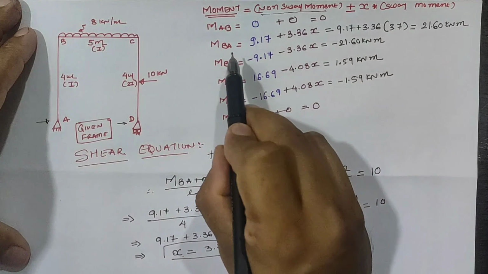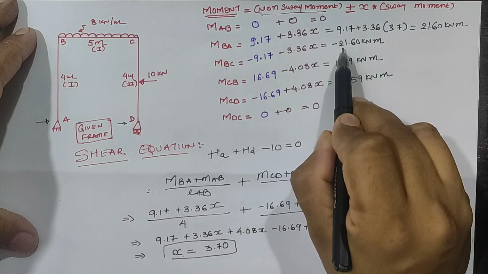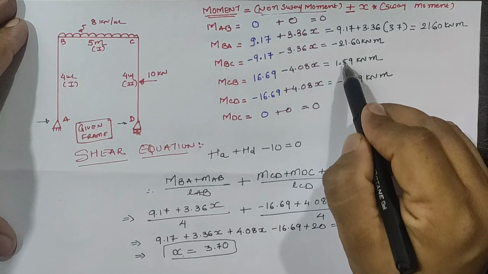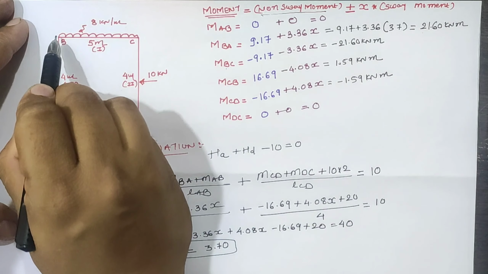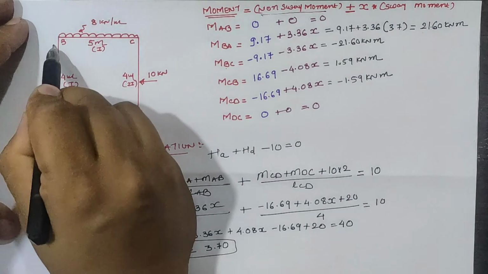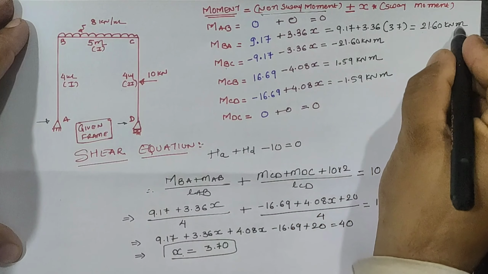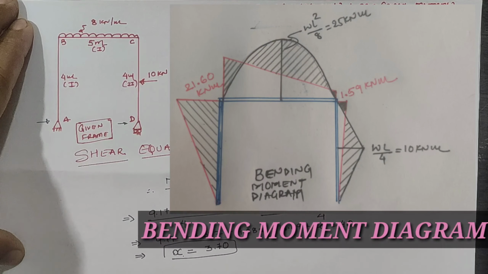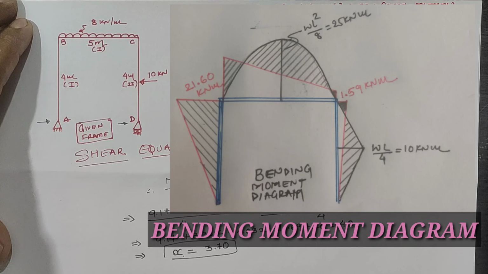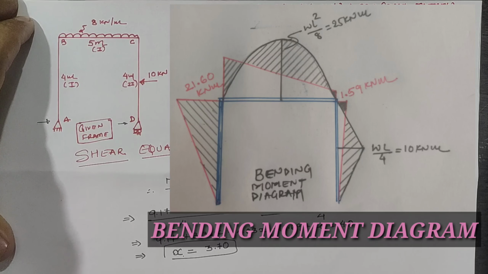Now the value at BA plus BC is 21.60 minus 21.16, which is equal to 0. Similarly, at CB plus CD is 0. Hence, due to the continuity equation, BA plus BC must be 0, which is satisfied. Hence, our answer for the moment is okay. Thank you.